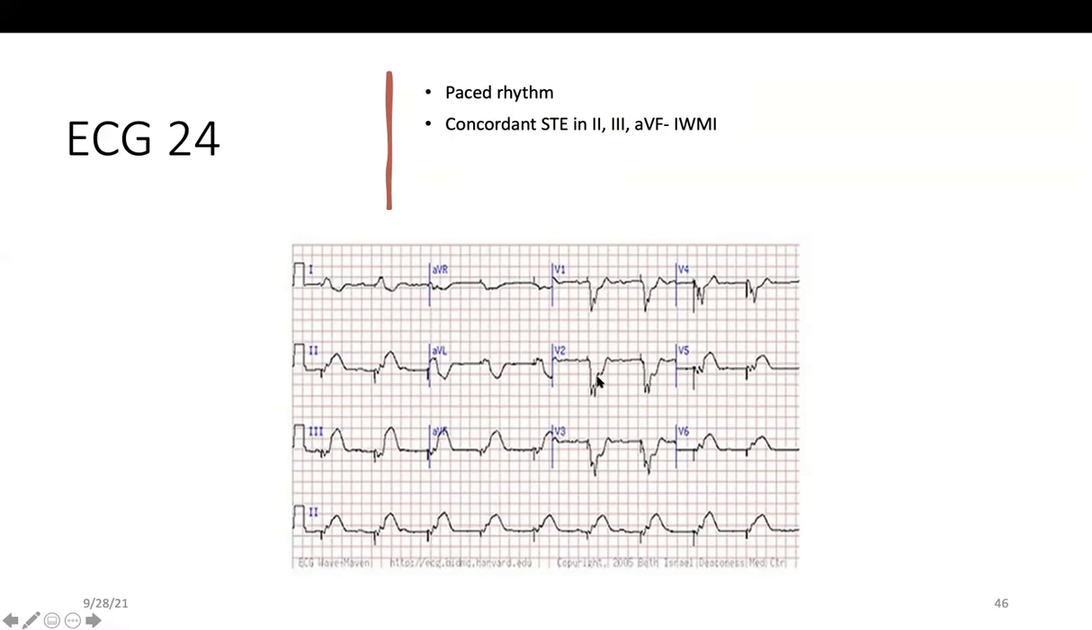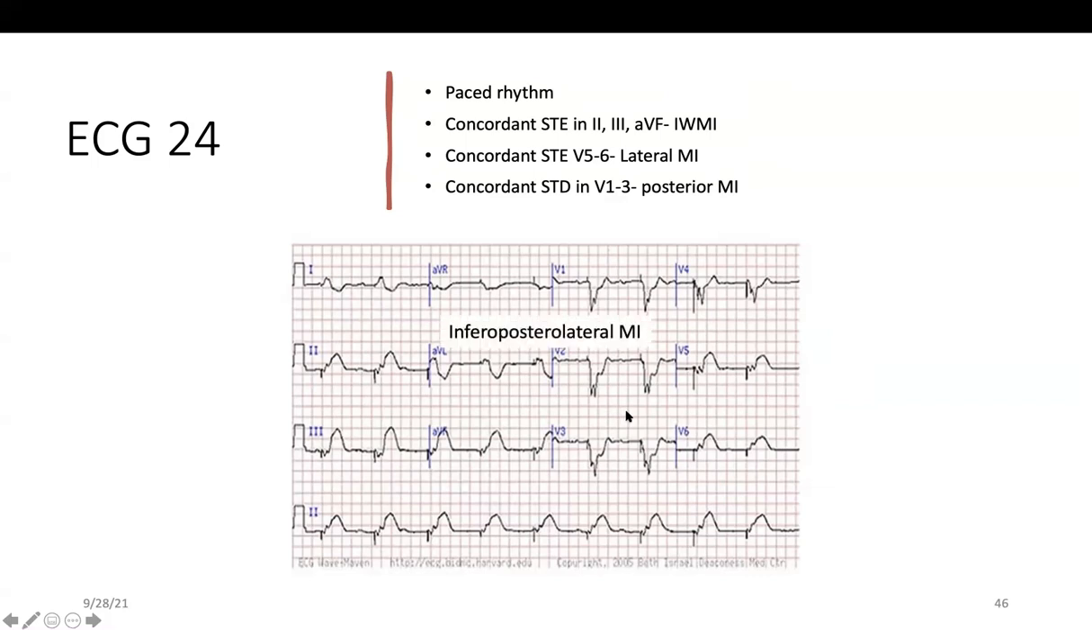Again, you see ST depression, which is concordant in V1, V2, V3. It should not be this way, isn't it? It's concordant. And there's ST elevation in V5, V6. This concordance means what? Posterior MI. So it's most likely an inferior posterior MI. So again, even if you have paced rhythm, you can diagnose MI, but you need imagination and you need to see more and more ECGs. You see ST elevation in 2, 3, aVF, V5, V6, ST depression in V1, V2, V3 goes with posterior. So it's an inferior posterior lateral MI.